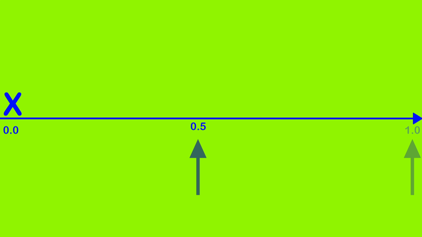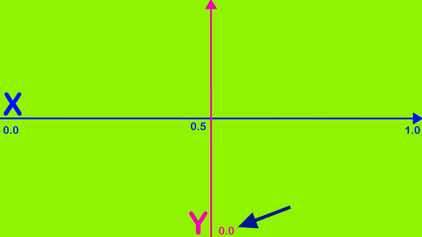Here's how the coordinate system in DaVinci Resolve works. The x or horizontal axis starts at 0.0. This is the leftmost position. The center is 0.5 and the rightmost position is 1.0. The y or vertical axis starts at 0.0, the bottommost position. The center is 0.5 and the topmost position is 1.0.